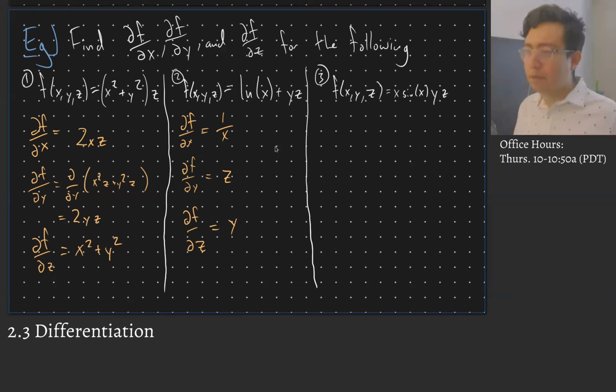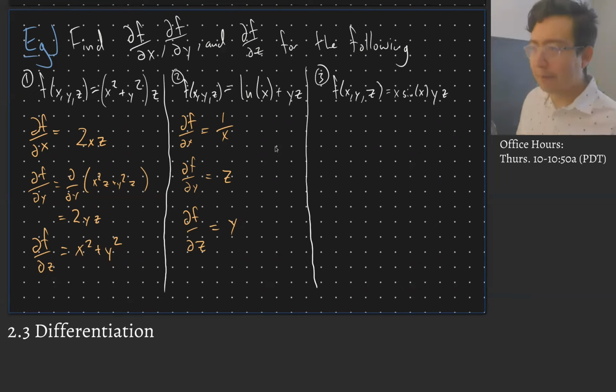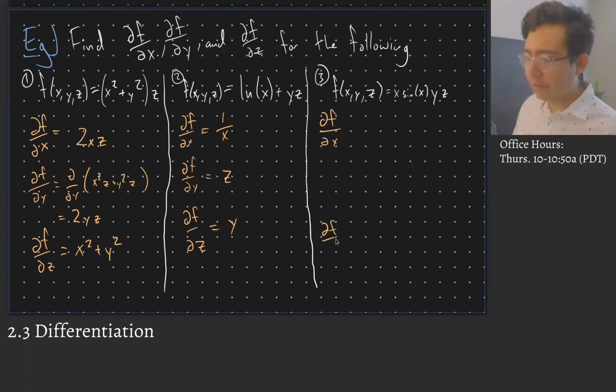Okay. One last problem here for this part of the notes. Okay, so let's take df dx. I'm going to actually move down a little bit and let's start with df dy and df dz, because df dx is going to be a little different. So let's start with df dy.